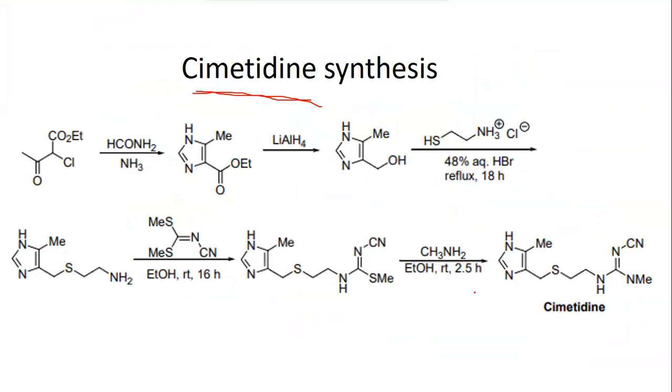Okay, so we have already got this ring, the imidazole ring, with 1 methyl, 1 OEt. Now you reduce this with lithium aluminum hydride. So what will happen? This ester will be reduced to CH2OH. Why? Because in the next step I need to condense this.